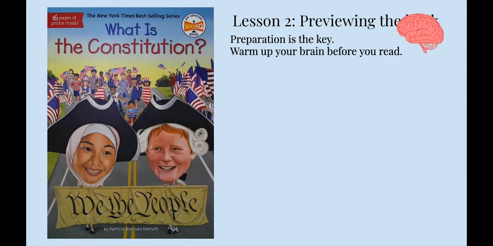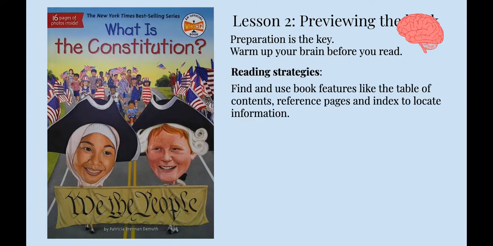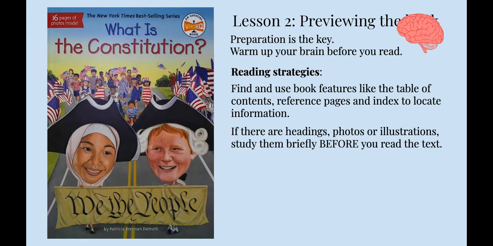As with our previewing of the book, we're going to be using certain reading strategies, and it's a good idea to know what those are. For example, we're going to find and use book features like the table of contents, reference pages, and the index, so we can locate information later on. We're going to look at headings, photos, and illustrations. We're going to study them some before we even read the first words on the first page.